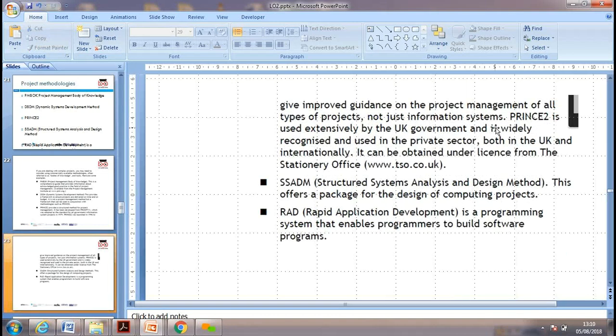Okay, giving and improving the guidance of project management, and not just an information system. PRINCE2 is used by a lot of government institutions in the UK and internationally as well. SSADM, Structured System Analysis Design Method, offers a package for the design of the computing project. So that's more about the computing project. RAD is Rapid Application Development, a programming system that enables programmers to build software programs. So different programs for different projects.